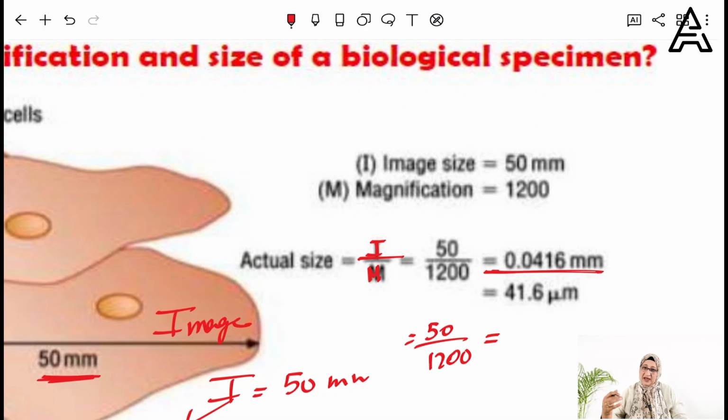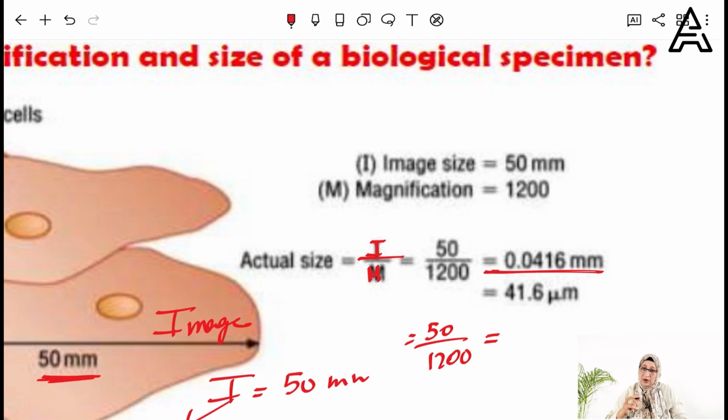You've got the I, you've got the M. I divided by M, which gives me the actual. Okay? Usually you'll get a simple number for the core. If you get a very, very small, insensible number, you may use a smaller unit. What is the smaller unit? I have a unit smaller than the millimeter, which is the micrometer.